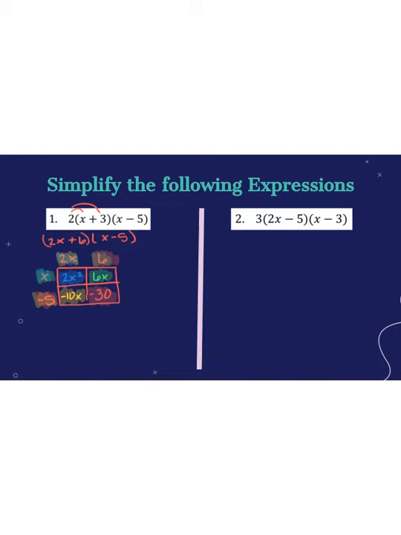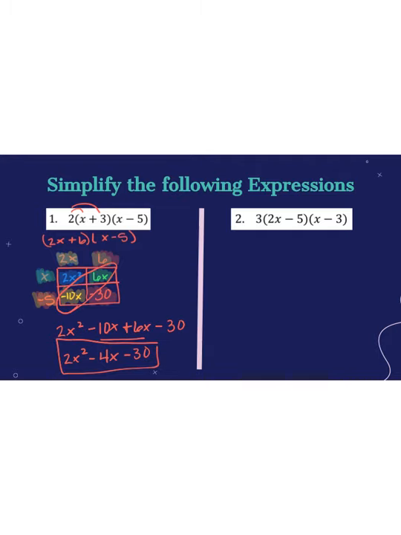Okay, now I'm going to simplify just like I did before, and I'm going to combine my like terms, starting with my highest power. So 2x squared is my highest power. And then these two go together, so I can say minus 10x plus 6x minus 30. Those both have x's, so we can combine those. So I have 2x squared, a negative 10 plus 6 is going to give me a negative 4x, and then minus 30. And that's all you have to do for that one.